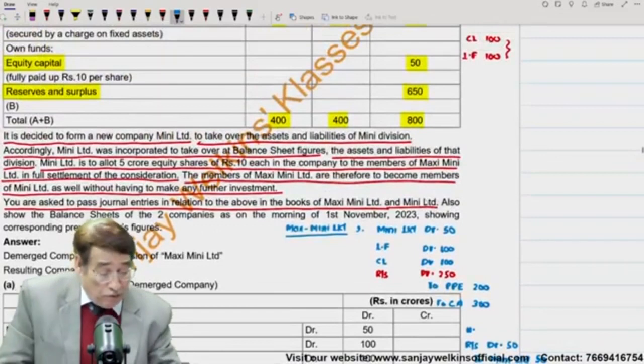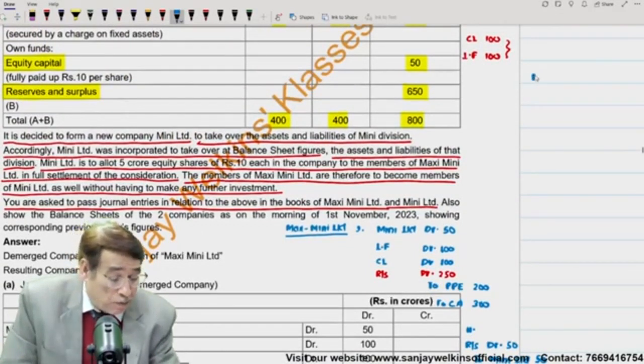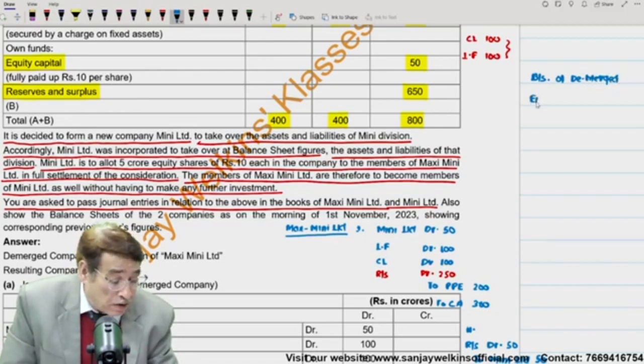Now, you will have to prepare the balance sheet of what we call the demerged entity. Balance sheet of the demerged entity. Demerged entity means Max Mini Limited. Now you will prepare the balance sheet of the demerged entity, isn't it? Yes, sir, we are supposed to.